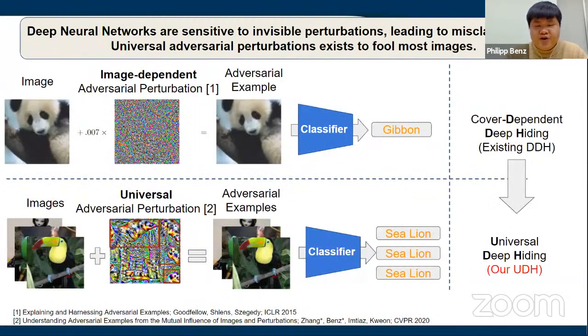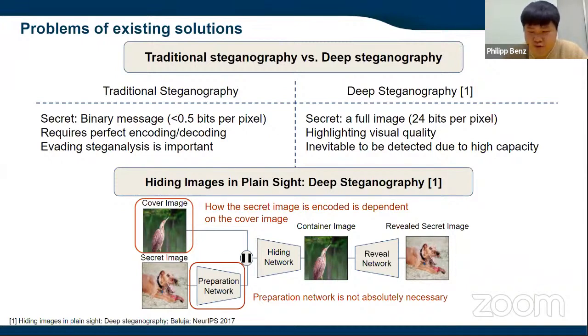Before this, I forgot to mention that for the task of steganography, it's very important for traditional steganography that the hidden secret is not detected by the steganalyzer. But here, as I said, there's a trade-off: since deep steganography tries to hide a lot of information, it is almost inevitable that it will get detected.